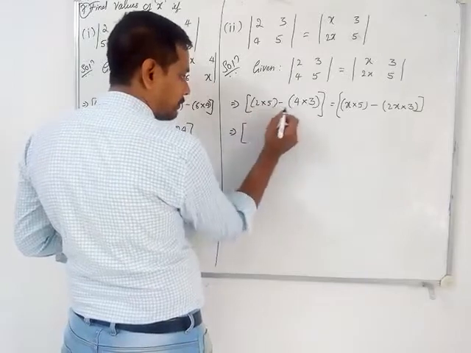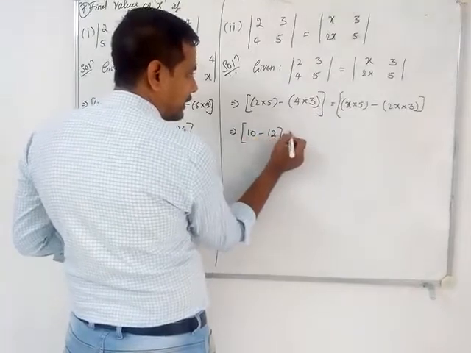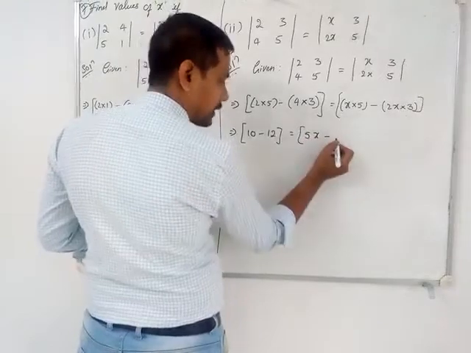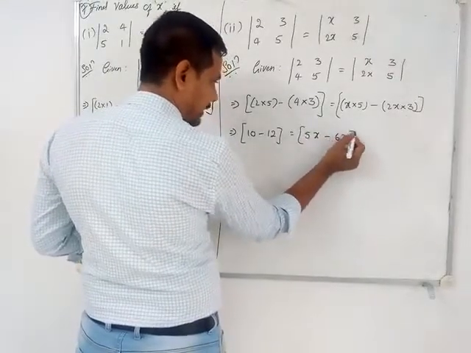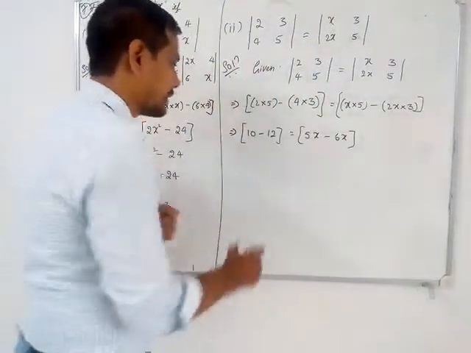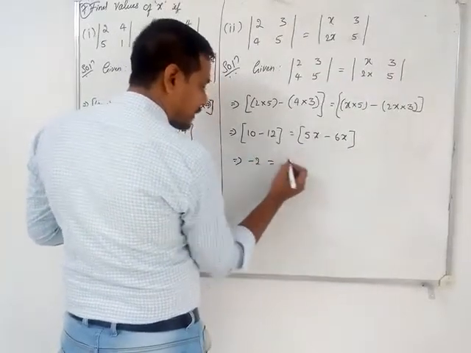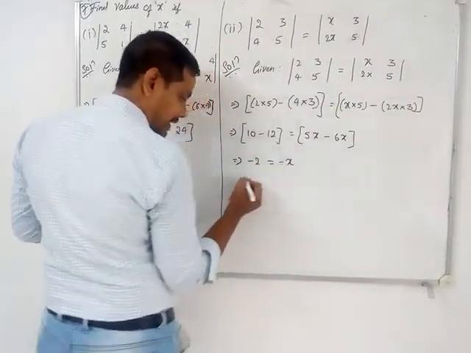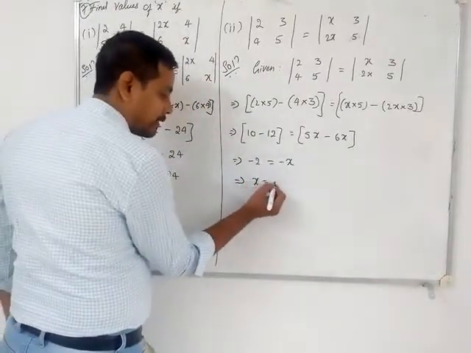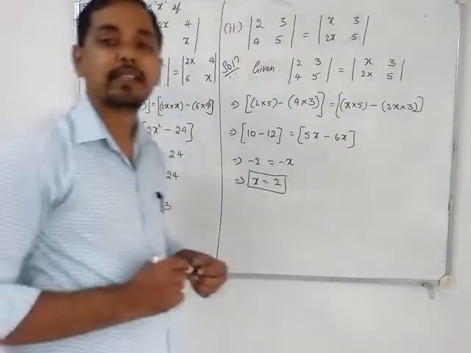So 2 into 5 is 10 minus 4 into 3 is 12 is equal to x into 5 is 5x, minus 2x into 3 is 6x. 10 minus 12 is minus 2. 5x minus 6x is minus x. So if minus 2 is equal to minus x, x will be equal to 2. Okay, so I hope this is clear for you.